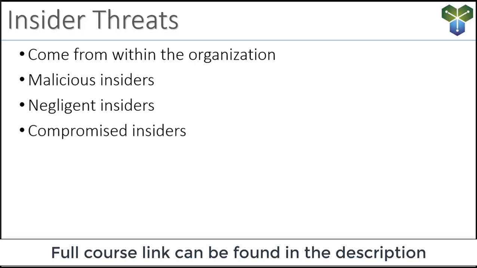Or we could have compromised insiders. These are employees whose accounts have been taken over by some sort of external hacker. A hacker gets access to an employee's account and uses it to steal sensitive data, for example. So these are the different types of attacks that we need to address with ethical hacking and with penetration testing. We're trying to find these weaknesses and eliminate them to make it harder for the bad guys.